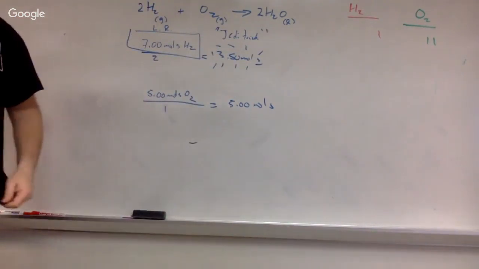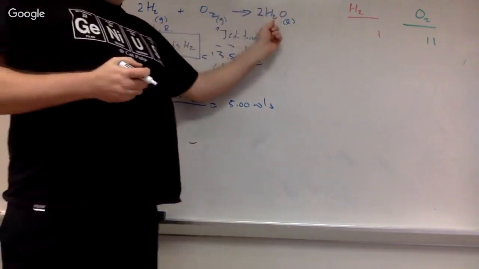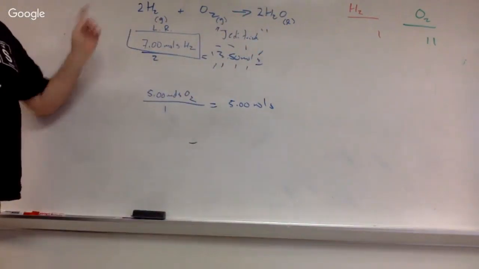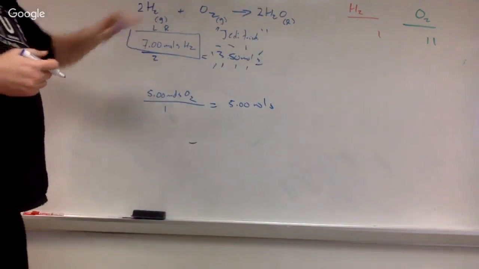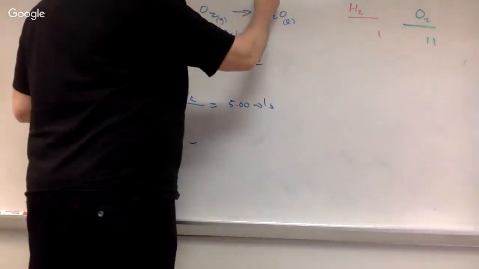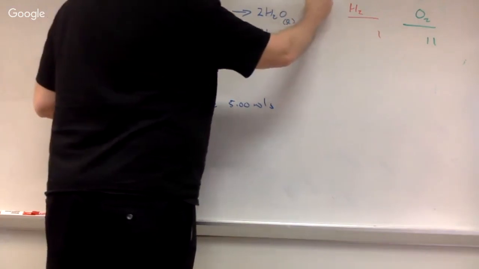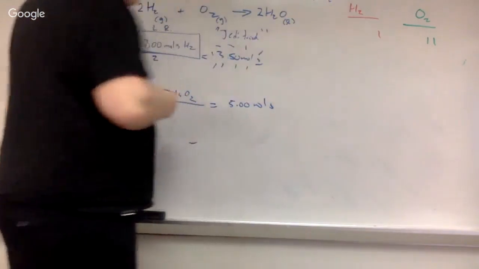But didn't I say that in order to figure out the amount of H2O that we could form, we must start with the limiting reactant? So what if in this problem it said, which is the limiting reactant and what is the theoretical yield of H2O? Let's say that was the problem.